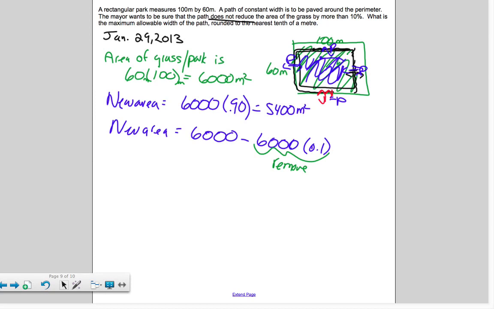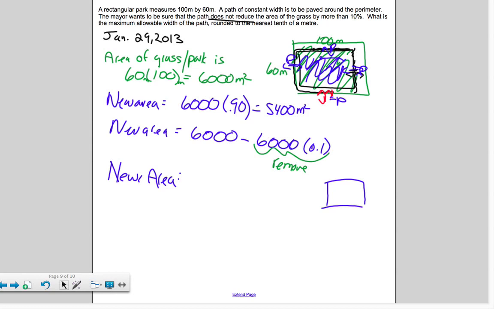So what is the area of the smaller rectangle? The new area, we know it's 5,400, but what are its dimensions? What are the dimensions of this rectangle? I'm going to redraw it here. What are the dimensions of the smaller one?